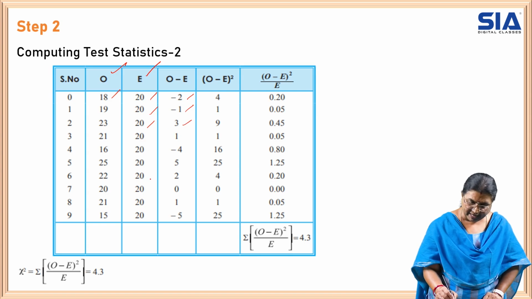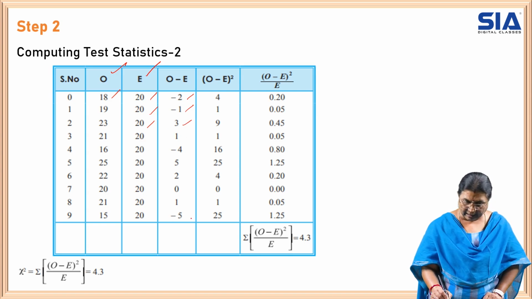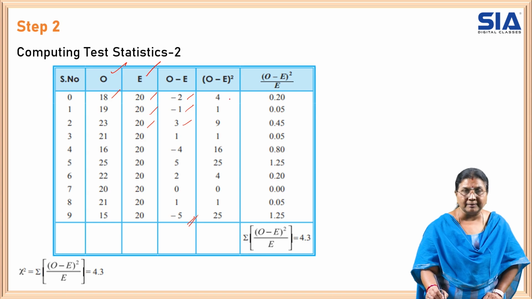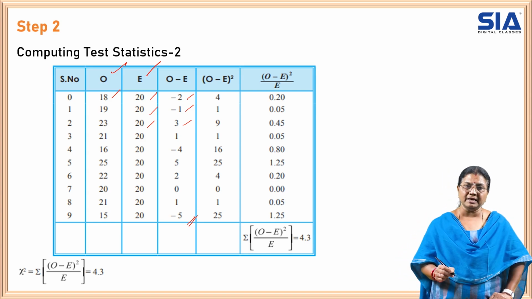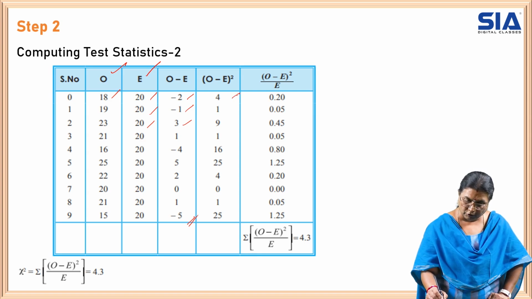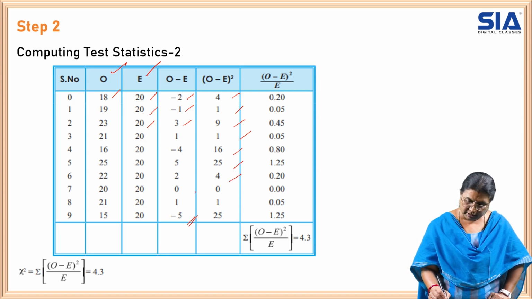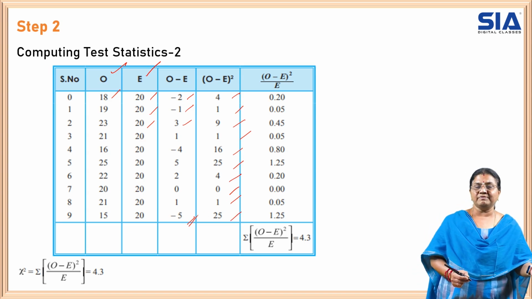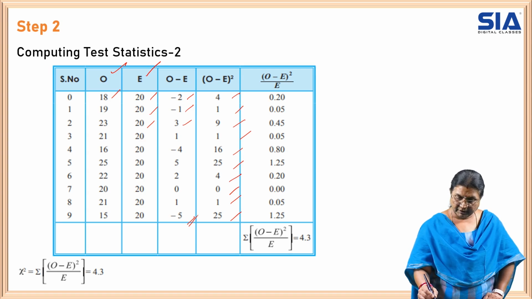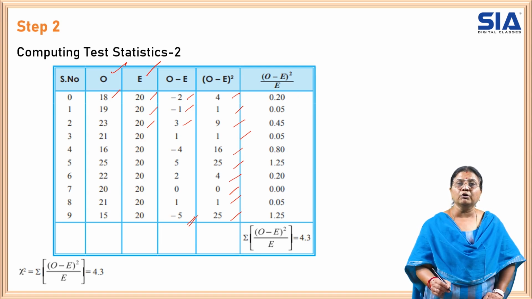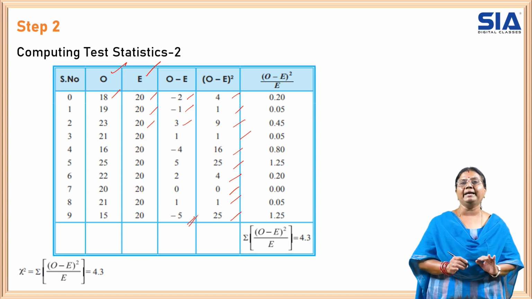In the similar way, we have taken the difference for all 10 observations and we have squared them, that is, (O minus E) whole square, which for 2 is 4, for 1 is 1, for 3 is 9, then 16, 25, 4, 0, 1, 25. As we have made the square, minus into minus is plus, so it has become positive. Then whatever difference we got, we have squared, then divided by the expected frequency.